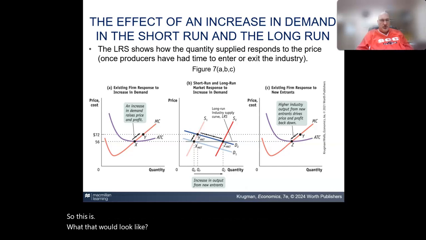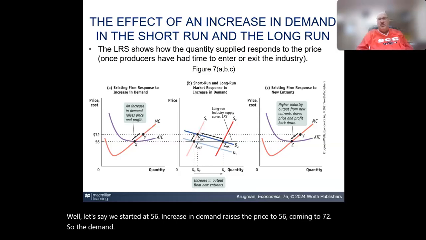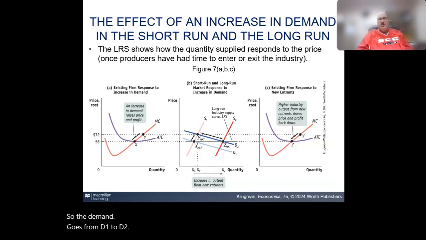Increase in demand in the short run and the long run. So we're at 72. Well, let's say we started at 56. An increase in demand raises the price from 56 to 72. So the demand goes from D1 to D2. Supply goes up from S1 to S2. That brings it right back down.